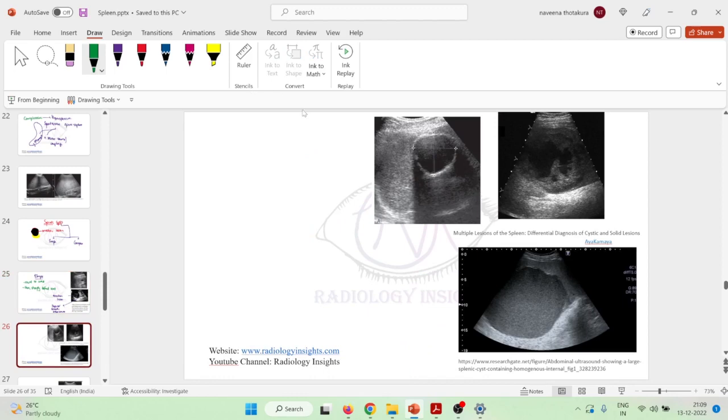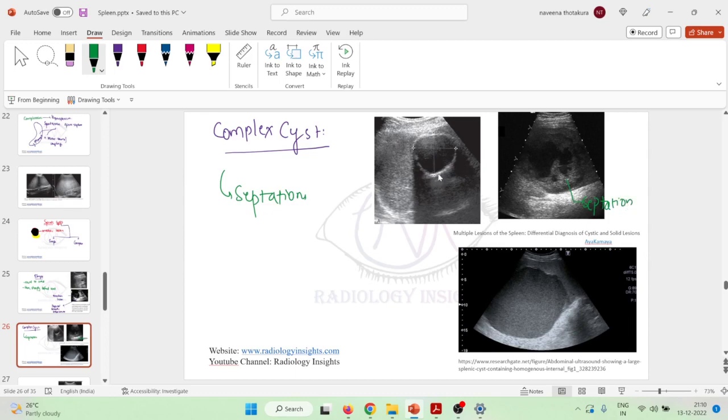Then we have complex splenic cysts. The second type is complex splenic cysts. These complex splenic cysts have septations. You can see the septations here. And they have calcifications and thickened wall.